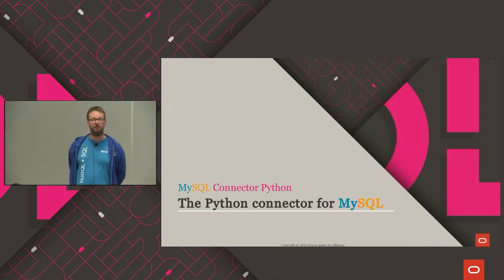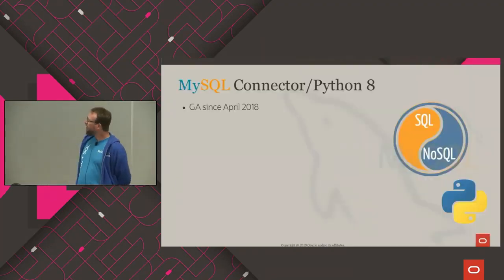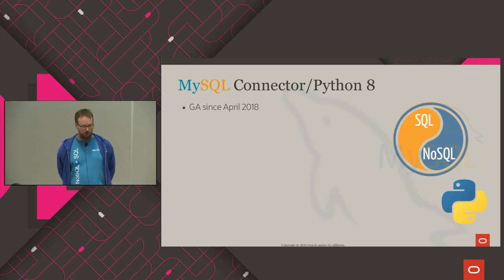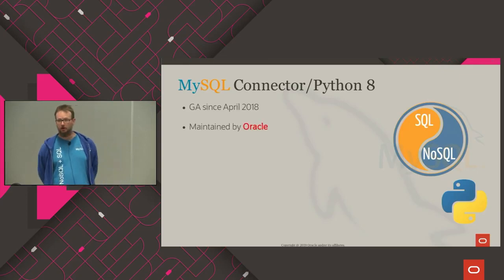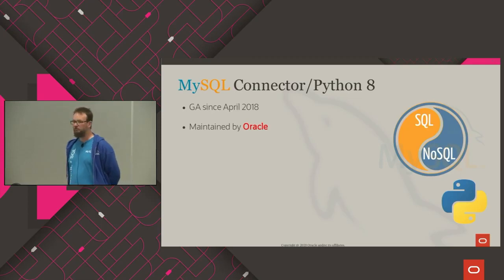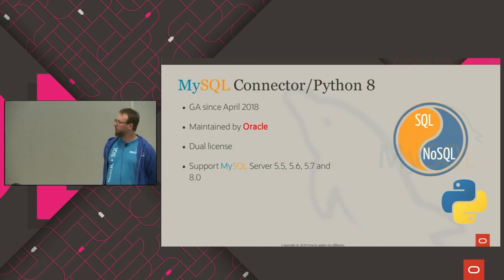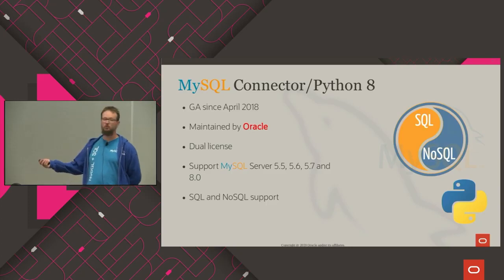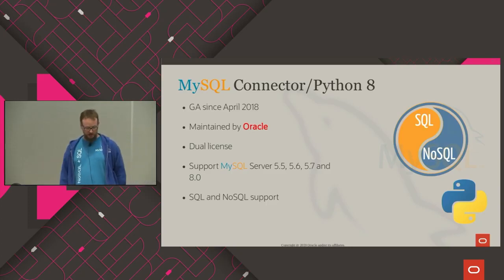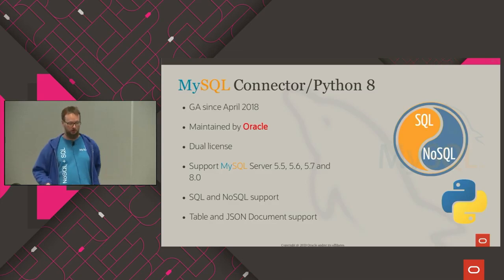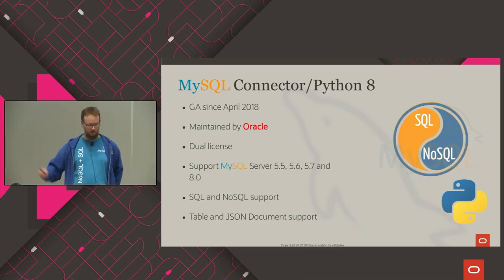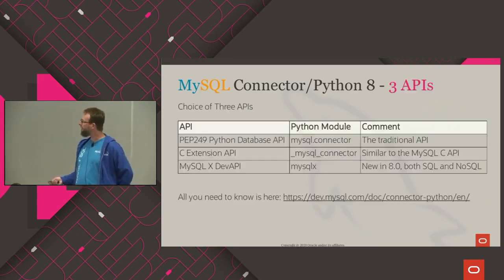So now let's go a bit more into the Python users' side, right? The MySQL Connector for Python. It's GA since April 2018. It's maintained by Oracle. So it's our engineers who create and maintain the connector for the X protocol. It has a dual license. It supports MySQL Server 5.5 to 8.0, right? And of course, it has support for SQL and NoSQL, and tables and JSON documents. So all that is supported by the Python connector that we provide.